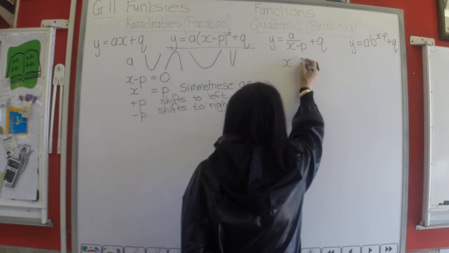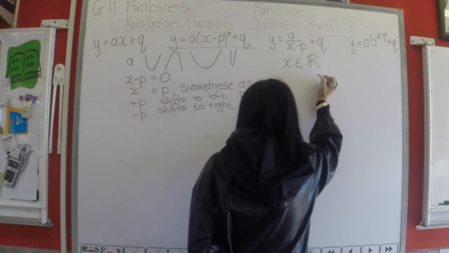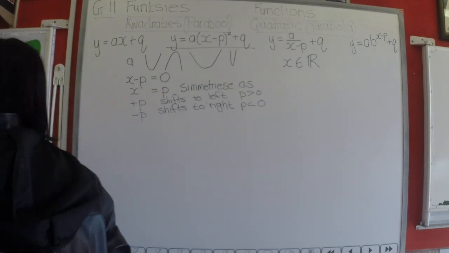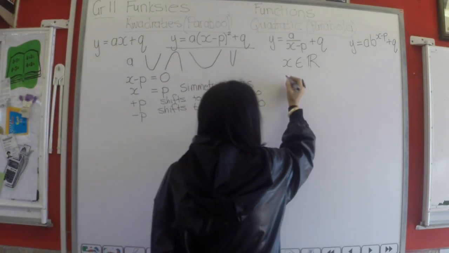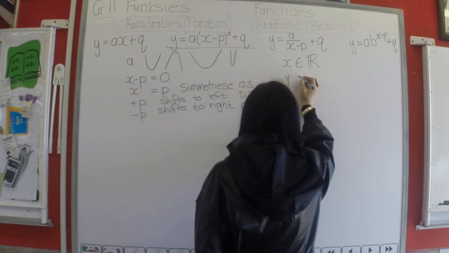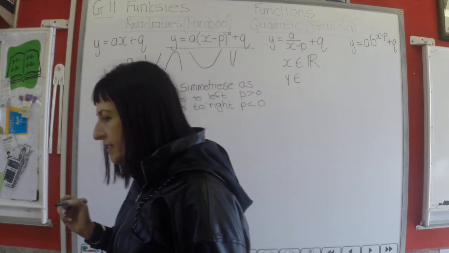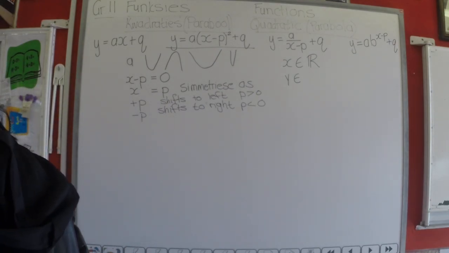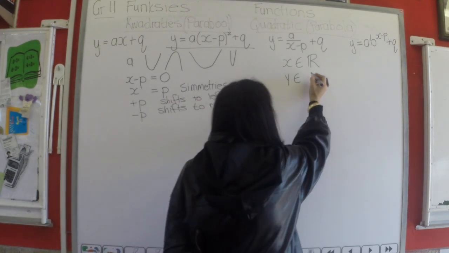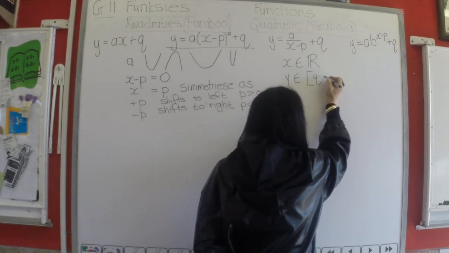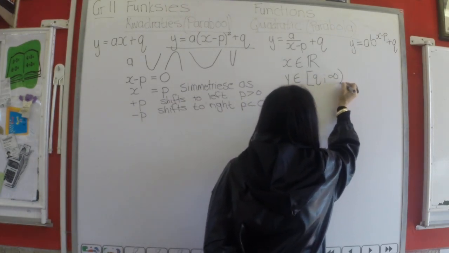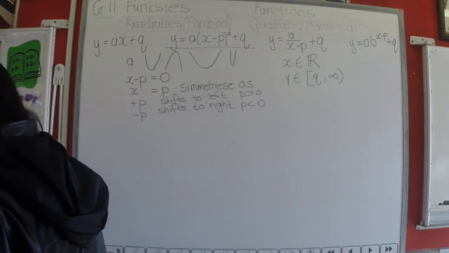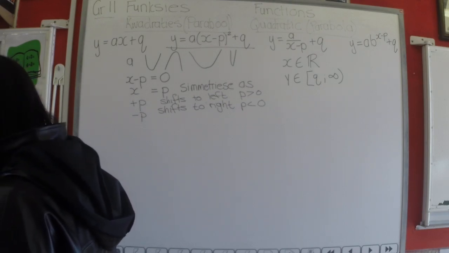Okay, the domain, all the x values will always be the real number system, that's learning work, and the y value will be always from the value q up to infinity. That's always going to be your y value, your range, jou waardeversameling.